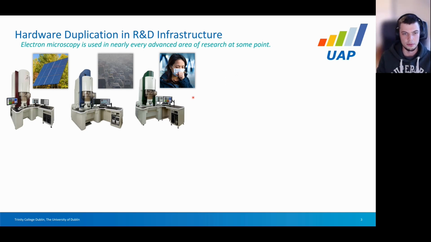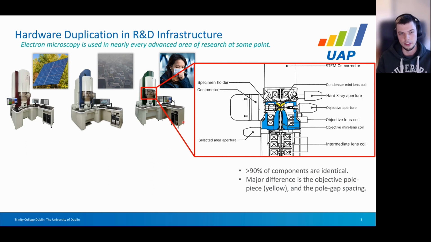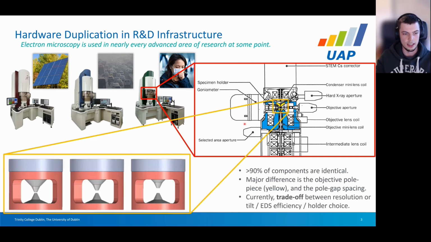And as a result, the microscope vendors have a range of different microscopes available to target these different scenarios. However, the components in these different microscopes are often largely identical, with the main difference usually being this pole piece highlighted in yellow here, mainly the gap of this pole piece. So you have this trade-off between a small gap, which is more useful for this ultra high resolution work, or a larger gap, which gives you more flexibility for tilting your sample, EDX collection, or specialist holders. Or of course there's some middle ground options available as well, but you always have this inherent trade-off as a result.